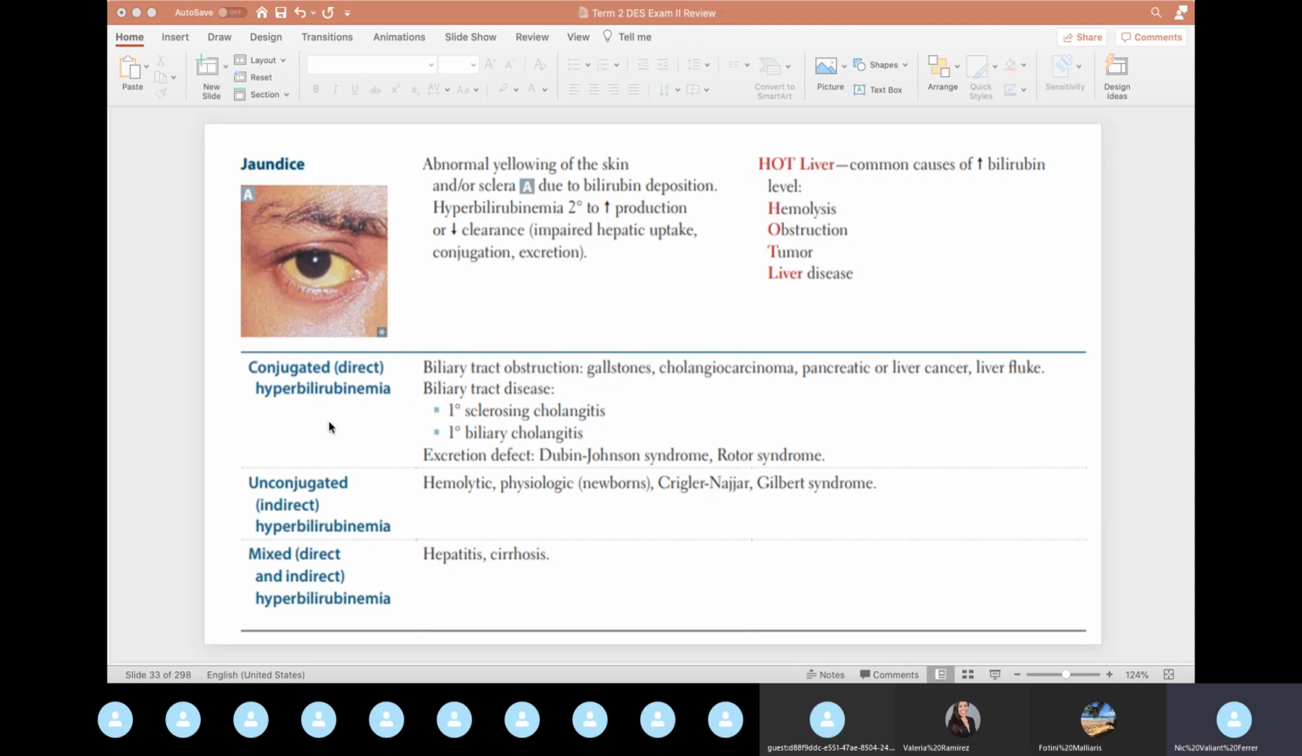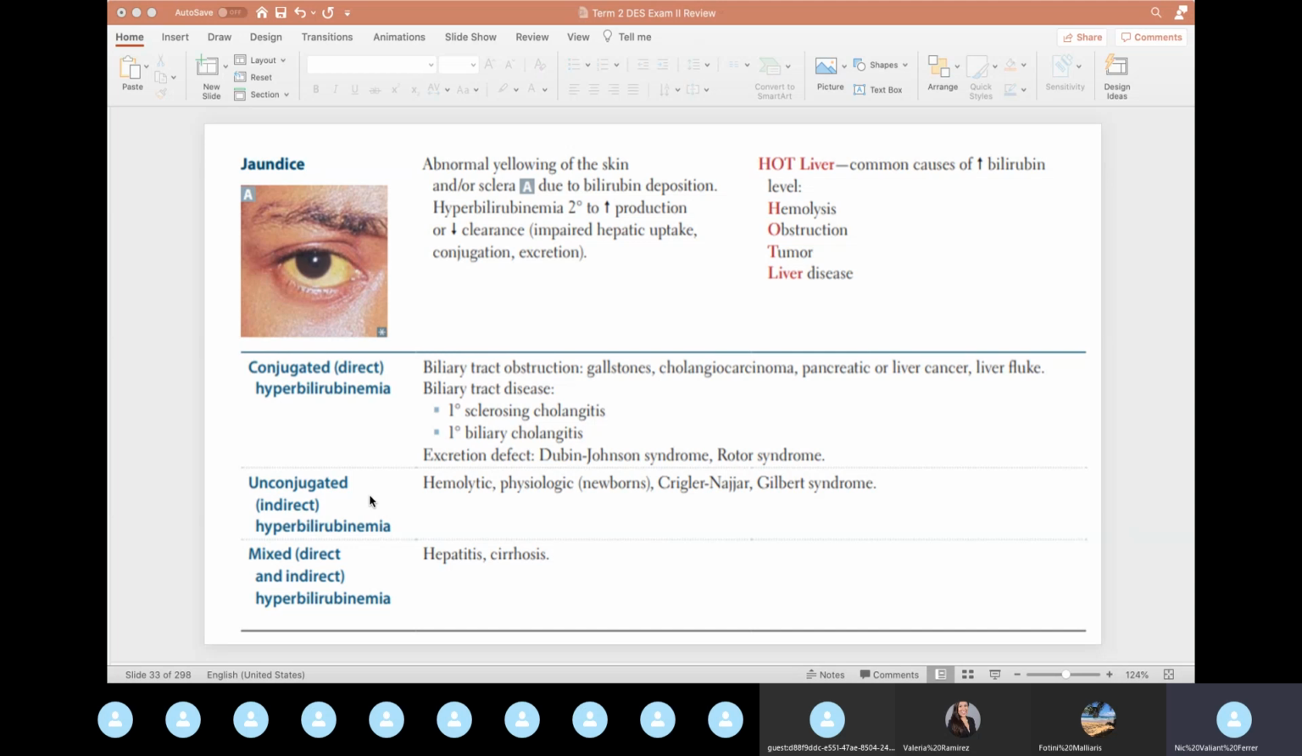So conjugated direct hyperbilirubinemia, when you think about this, think about obstruction. Obstruction, think about conjugated direct hyperbilirubinemia. So due to gallstones, cholangiocarcinoma, pancreatic or liver cancer, or your liver fluke, your schistosoma, it can either be due to primary sclerosing cholangitis or primary biliary cholangitis, or Dubin-Johnson syndrome and your Rotor syndrome. There's something wrong with your UDP glucuronosyltransferase here.